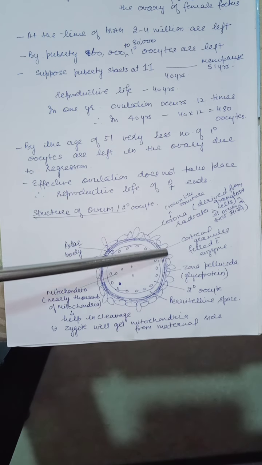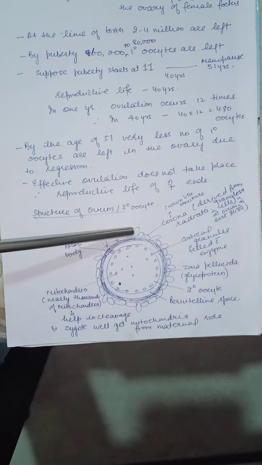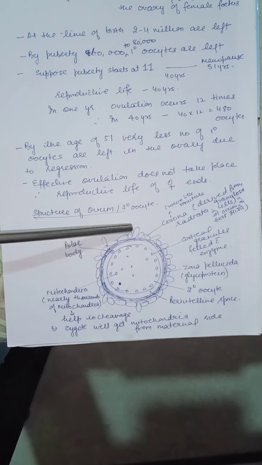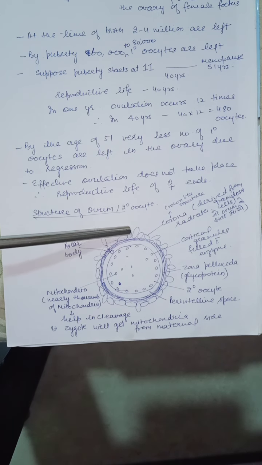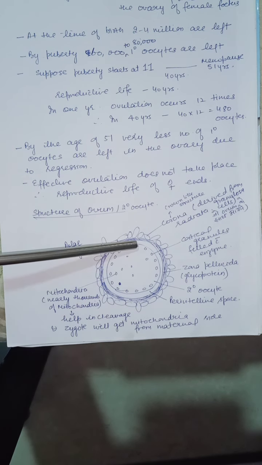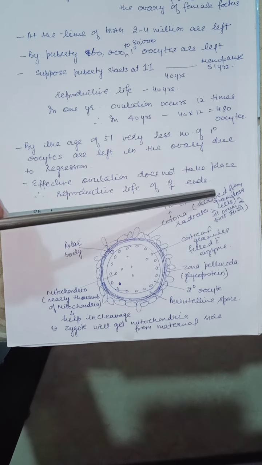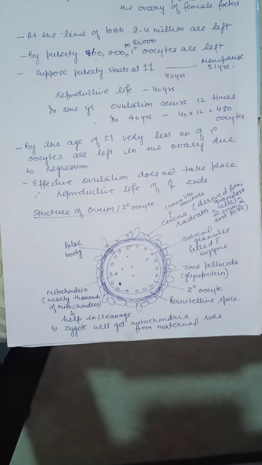Zona pellucida is covered by granulosa cells and they form a crown-like structure. Therefore, they are known as corona radiata. These corona radiata cells are derived from granulosa cells which came along with the ovum, meaning the cells which were attached during the release of the secondary oocyte form the corona radiata. This is also very important. This diagram can also come in the exam. Thank you, students.